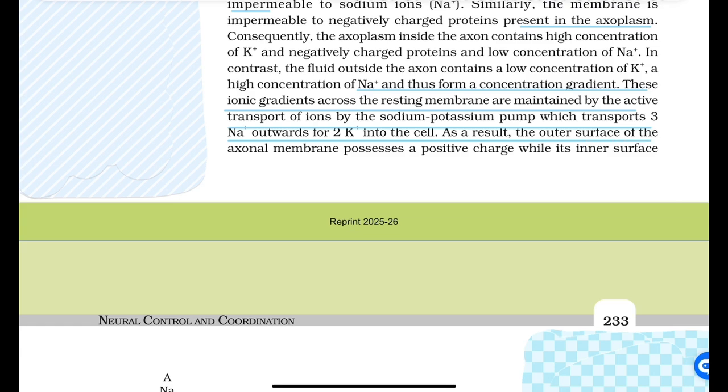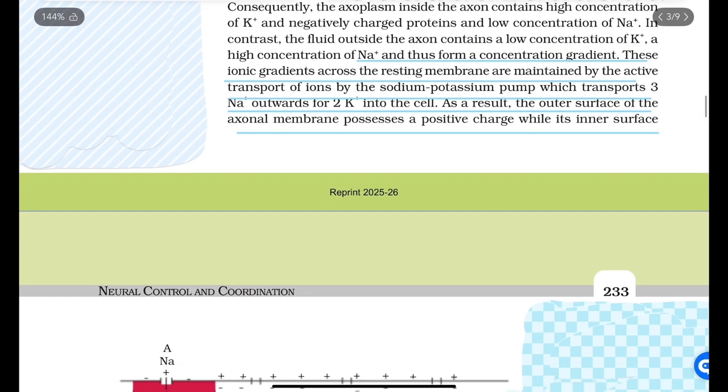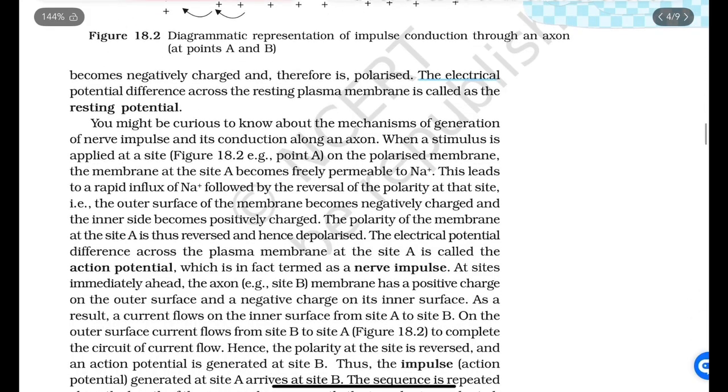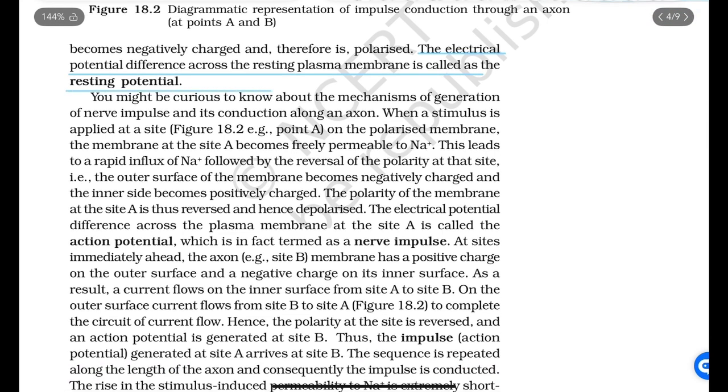As a result, the outer surface of the axonal membrane possesses a positive charge while its inner surface becomes negatively charged, and therefore is polarized. The electrical potential difference across the resting plasma membrane is called the resting potential.